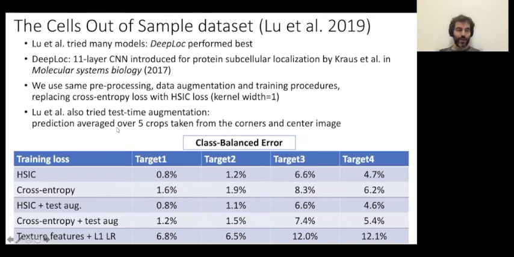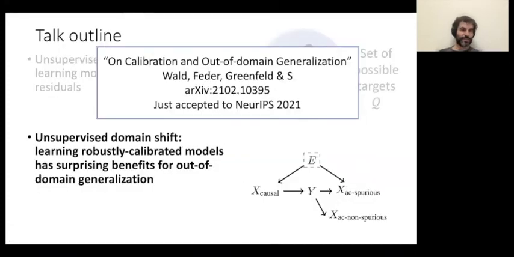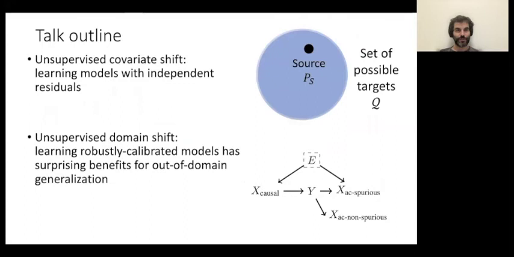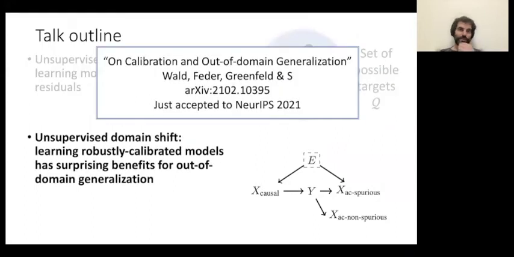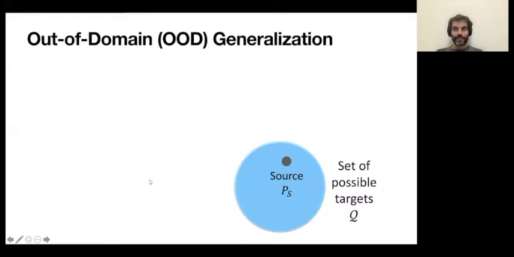And now I want to move on to our second project, called on calibration and out of domain generalization. So this is just accepted to NeurIPS. In the previous part of the talk, we only looked at covariate shift, so we only allowed P of X to change and P of Y given X was the same. Now we are allowing both to change, but in a certain way, not arbitrary.